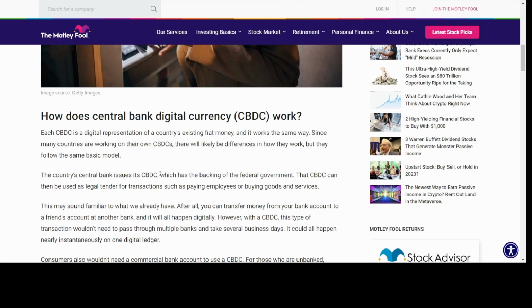The country's CBDC, which has the backing of the federal government, can be used as legal tender for transactions such as paying employees or buying goods and services. And then they also state that this may sound familiar to what we already have, but with CBDCs, any type of transaction wouldn't need to pass through multiple banks and take several business days. It could all happen near instantaneously on one digital ledger.